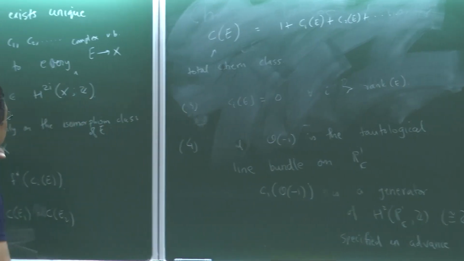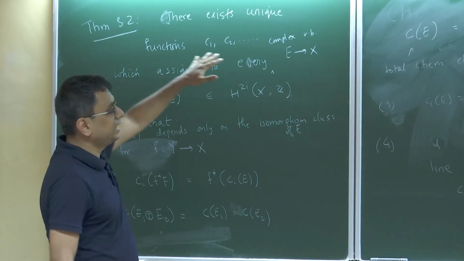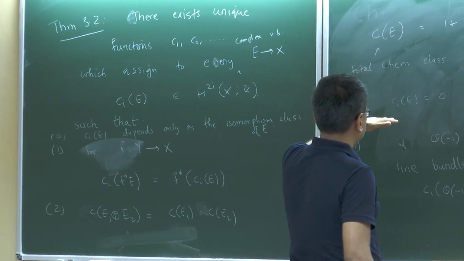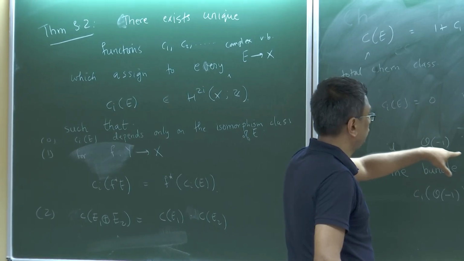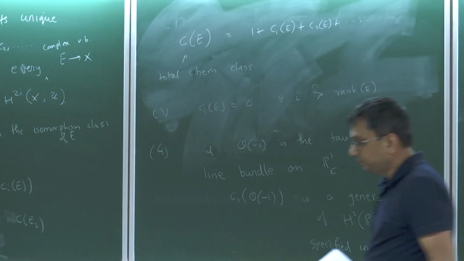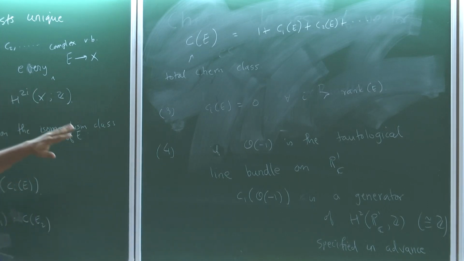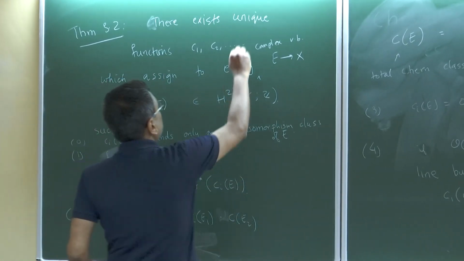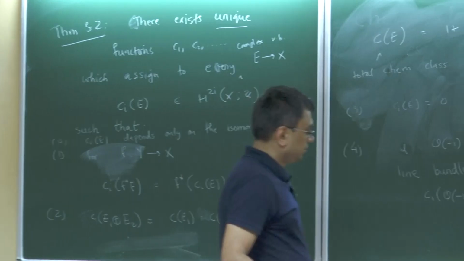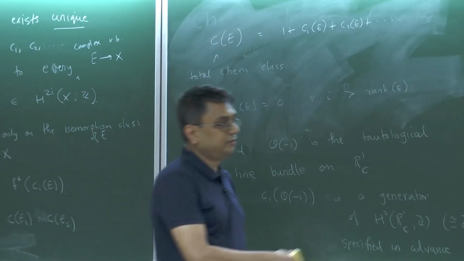So what we are saying is choose that generator. Once you choose that generator, there is a unique way of assigning Chern classes to vector bundles satisfying all these conditions, and such that the Chern class of this O(-1) is your chosen generator. Okay, so this gets rid of the non-triviality, and not just that, I want to emphasize this word unique. We will discuss one construction, but no matter what construction you use, if it satisfies these properties, there is basically a unique way of defining Chern classes.